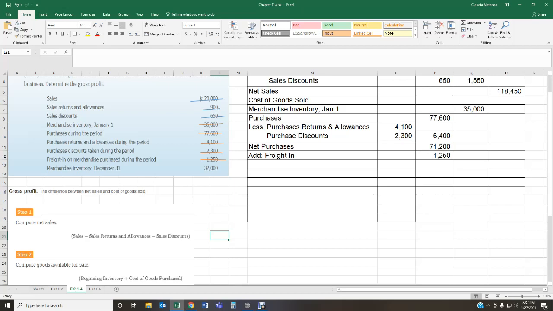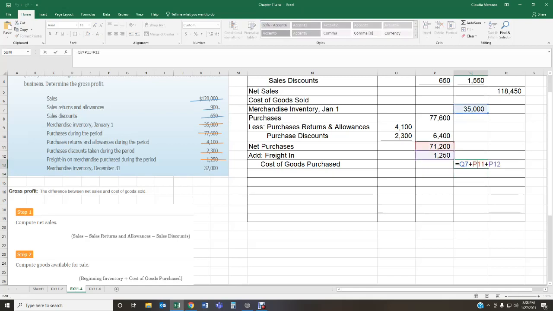Now I can get my cost of goods purchased. There we go. Okay, so for my cost of goods purchased, I'm going to get my beginning inventory plus my net purchases plus your freight. Okay, and that'll be $107,450.